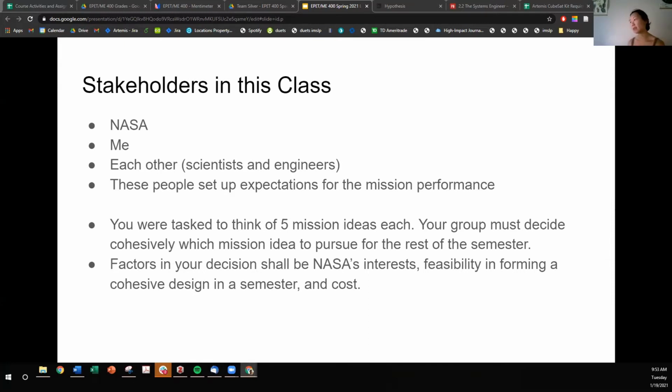So you were tasked to think of 5 mission ideas each. Within the coming days, your group must decide cohesively which mission idea to pursue for the rest of the semester. These factors will be NASA's interest, feasibility in forming a cohesive design in a semester, and cost. And your requirements from the assignment were that the proposed science or technology demonstration could be implemented with a payload that fits within a 1U, which is a 10 centimeter edge length cube, and that the mission, and it doesn't have to be science, it could also be technology, shall orbit around the Earth or Moon.